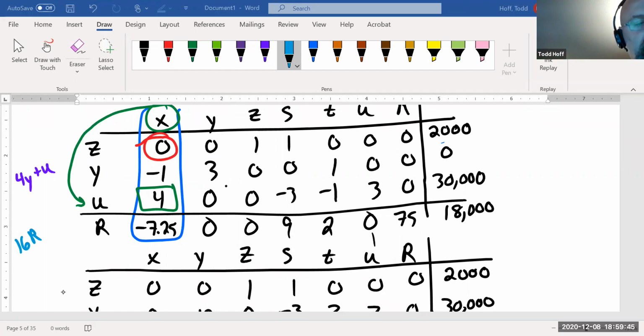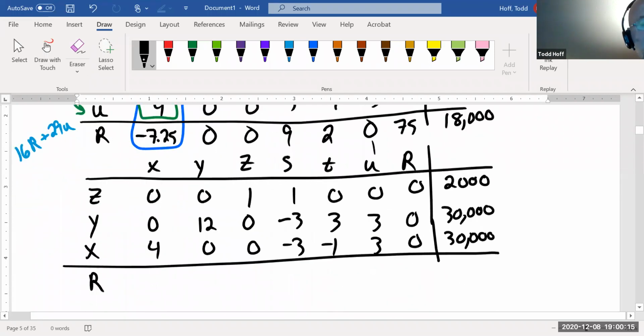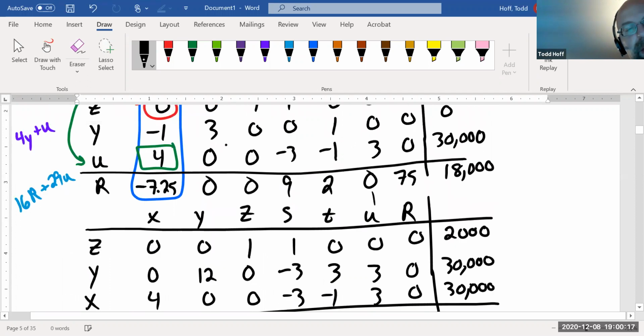16 times a -7.25. That'll make it a -116. So that'll work, yep. Plus 29 times row U. This number's going to get large, but it's what we have to do. So again, 16 times a -7.25 is -116. 29 times 4 is a +116. So that adds up to 0. Which is what we had to do there.